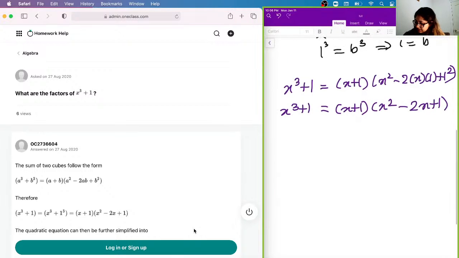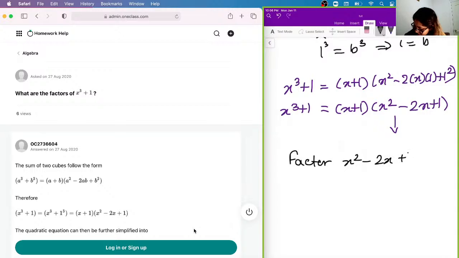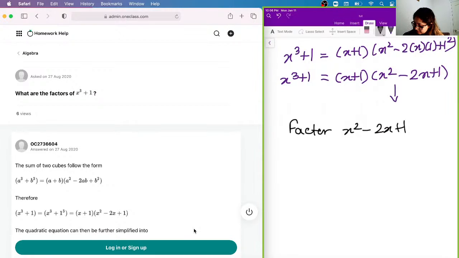However, since they're telling us to find the factors, we can factor this even more. To do that, let's factor x squared minus 2x plus 1. You guys can probably remember the factoring rules, where we have to find two numbers which, if we multiply, would give you 1. And if you add or subtract, it would give you negative, right? Multiply.